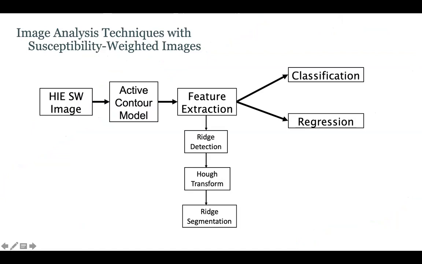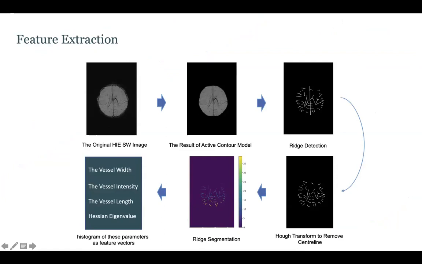And here is a flowchart of our whole method. You can see we use active contour models and feature extraction. And we also use ridge detection and Hough transform and ridge segmentation. Then we got 4 features to do the classification and the regression. And here, this slide is to introduce the feature selection.